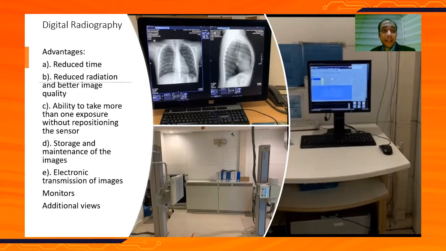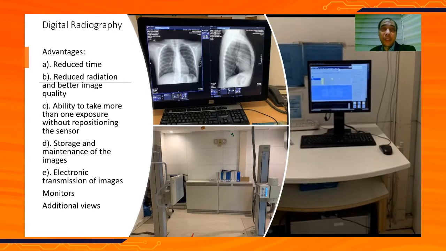So what are the advantages of digital radiography? You have reduced time, which means we are able to view images within 10 seconds, which is really advantageous in heavy X-ray workloads, such as in our setup. You have reduced radiation and better image quality because of the much lower failed exposures, the ability to take more than one exposure without repositioning the sensor, storage and maintenance of the images, and electronic transmission of images, which is very important, meaning that images obtained in our clinic can be electronically distributed using the internet through eMedical.